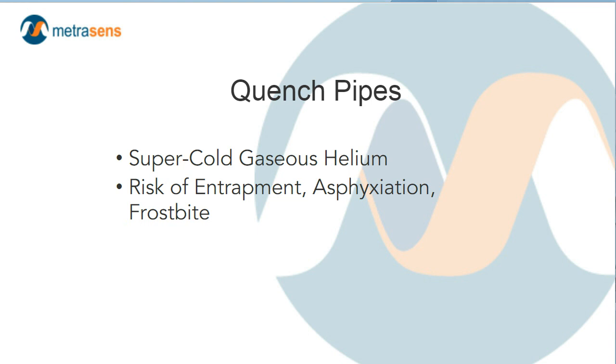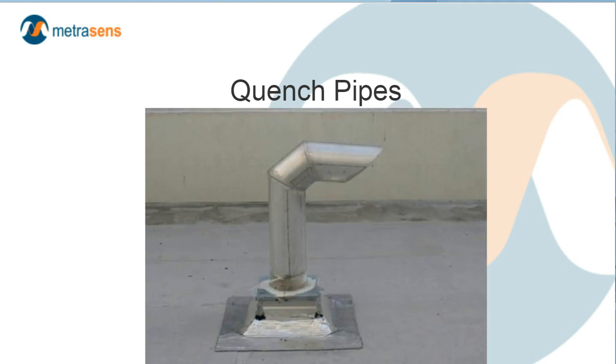And like a chimney, the quench pipe has to exit the building somehow. This is an example of what I personally feel is a poor design, where it goes up through the roof, in this case, turns 90 degrees and discharges horizontally.